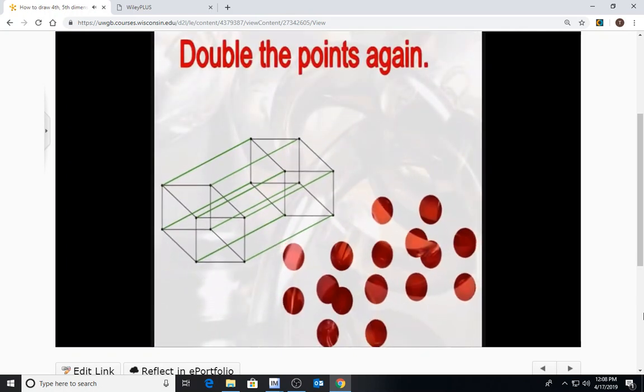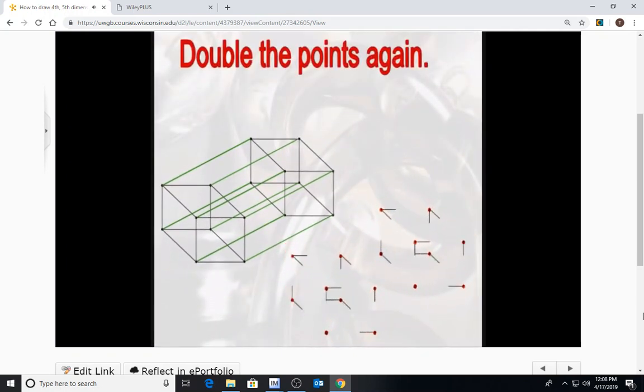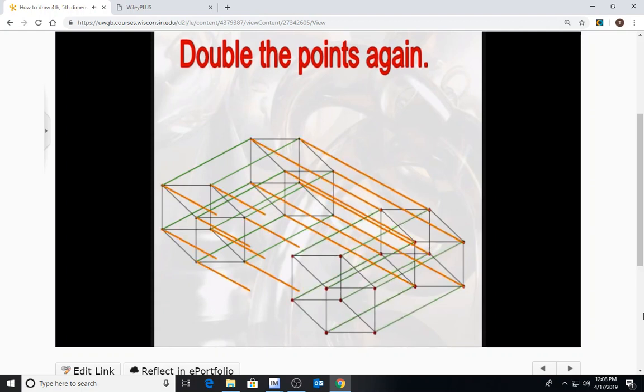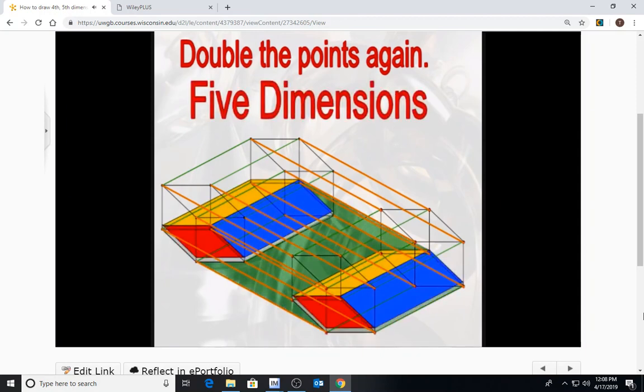Double the points again. And you have 5 dimensions.